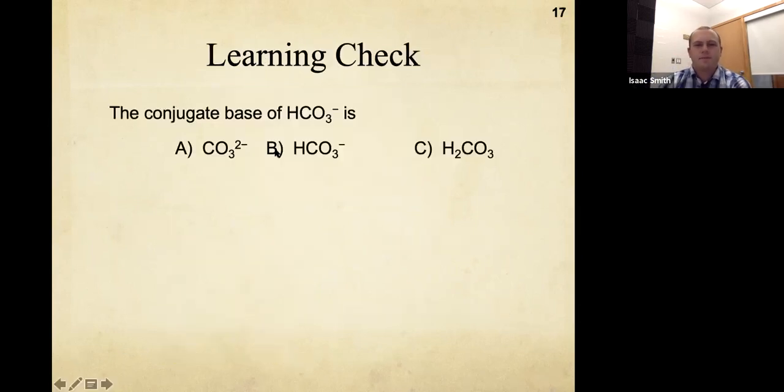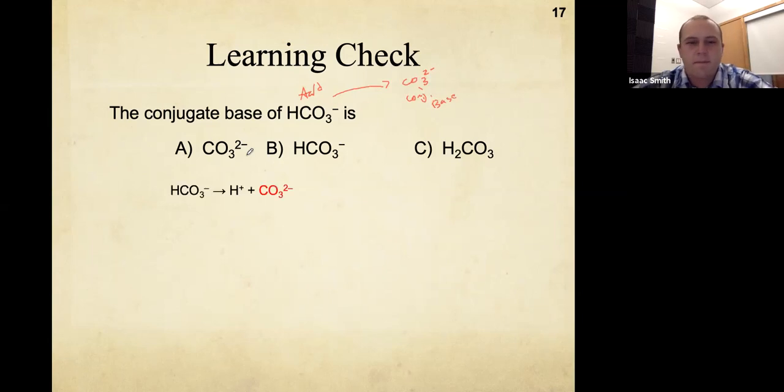All right, go ahead and try this one out here. The question says, the conjugate base of bicarbonate. If it's asking for the conjugate base of bicarbonate, it's inferring this is the acid. Acids donate protons. So if this donated a proton, it would become CO3 2 minus. And then that acid without its proton would be referred to as the conjugate base of that acid. So A.